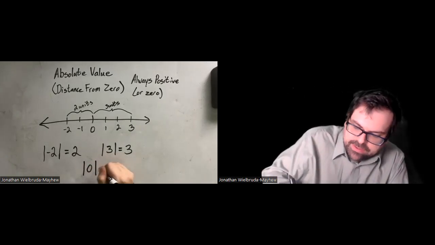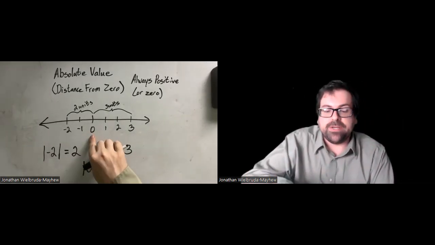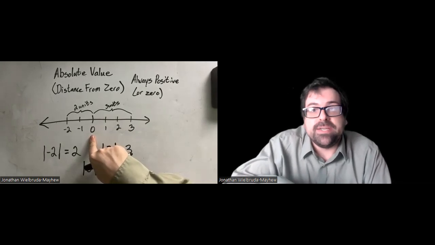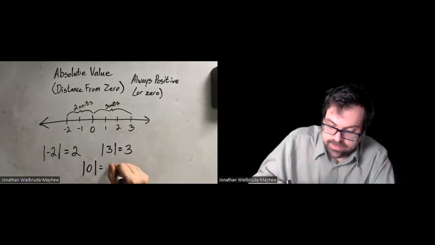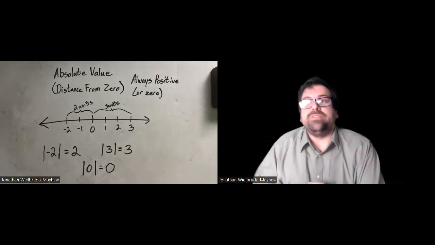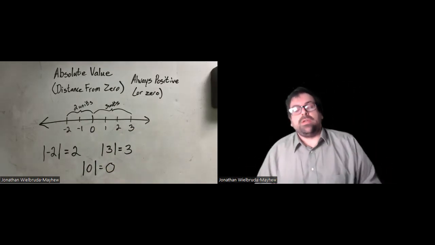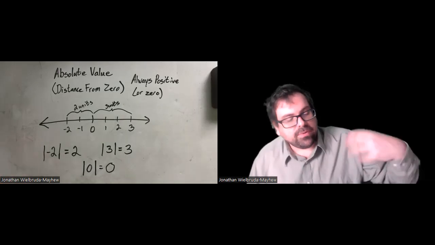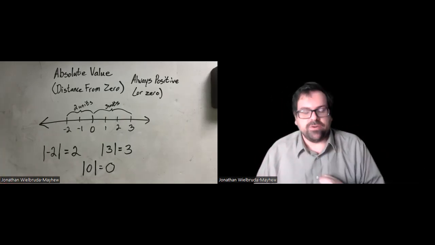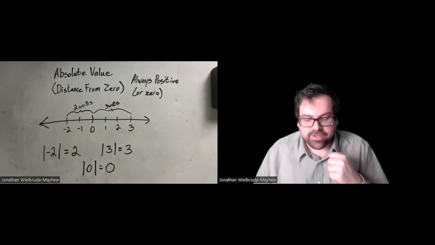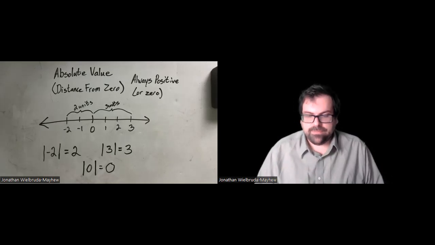Our exception, the absolute value of 0. How far away from 0 is 0? We're already there. We're 0 away. Absolute value of 0 is 0. So the absolute value of a negative number is the positive version. The absolute value of a positive number is the positive version. The absolute value of 0 is 0.